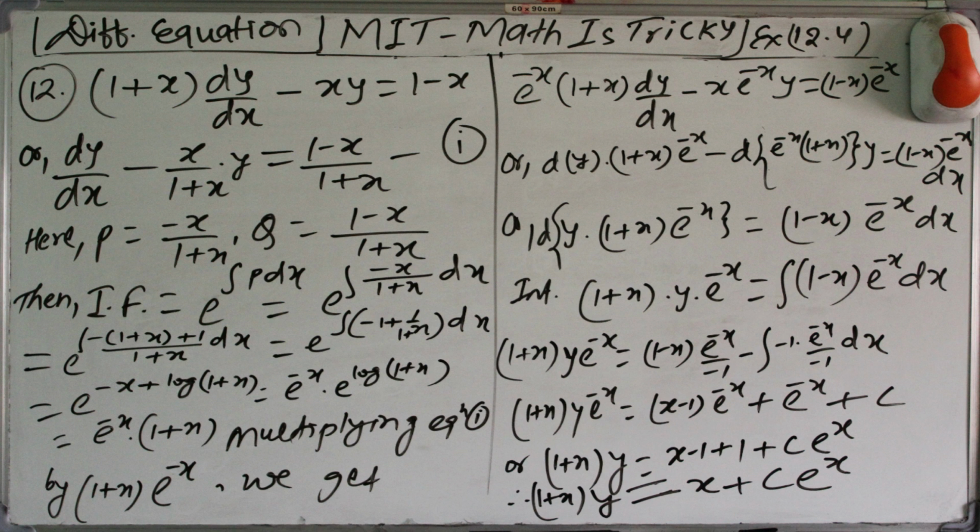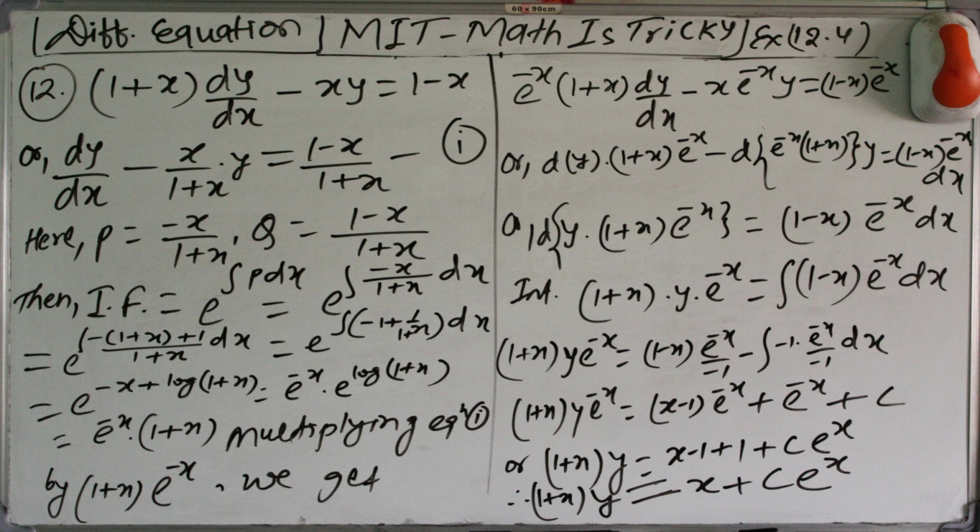So now let's separate this term. It will be minus 1 plus 1 by 1 plus x square, which can be easily integrated as minus x plus log of 1 plus x, and that gives e power minus x times e power log 1 plus x, which is simply e power minus x into 1 plus x.